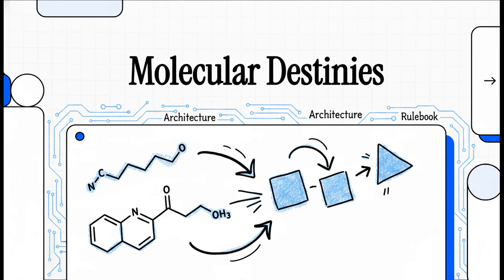Welcome to an energetic exploration where we're going to treat organic chemistry not as some dry list of facts, but as a dynamic, real-time rulebook of molecular survival. Today, in this explainer, we're zooming in on how the hidden architecture of a molecule literally dictates its entire future. It's going to be a fun ride.